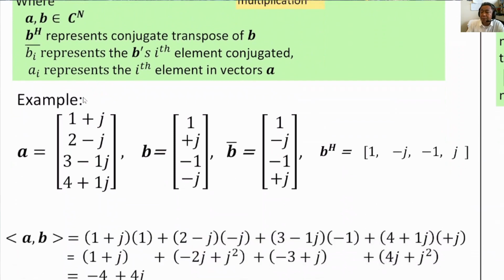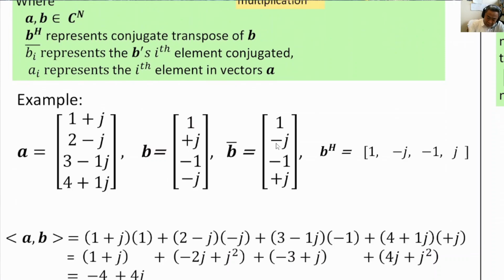Let's have an example. A is these four elements: 1 plus j, 2 minus j, 3 minus j, 4 plus j. B is 1, j, minus 1, minus j. So what is the conjugate of B? Same column vector, 1 remains the same. The complex numbers are conjugated.